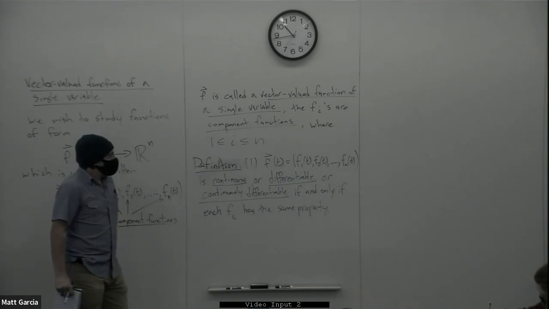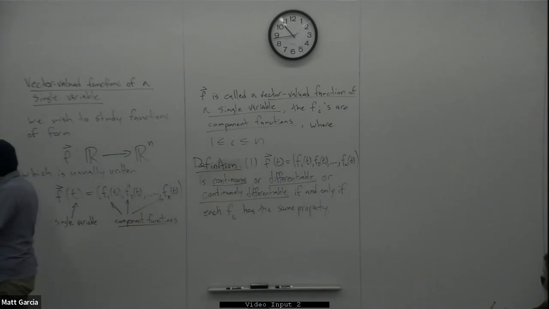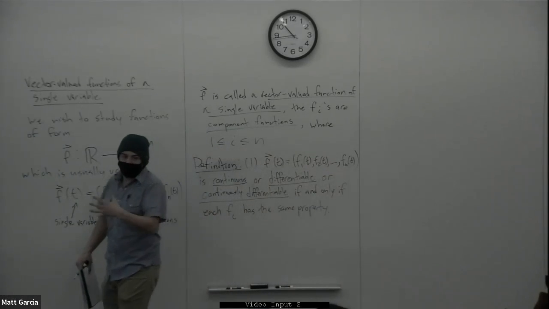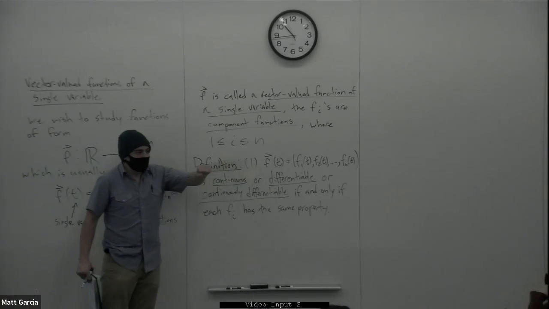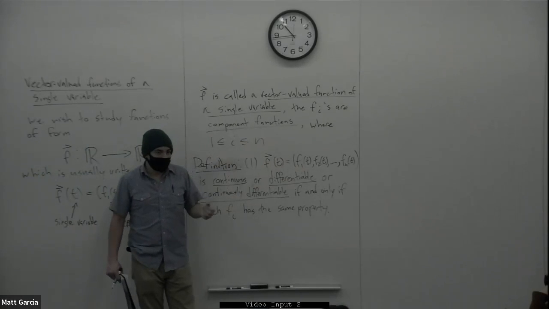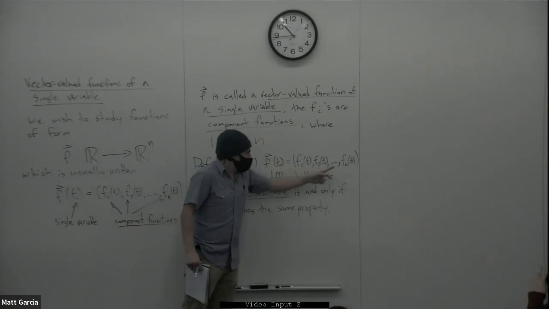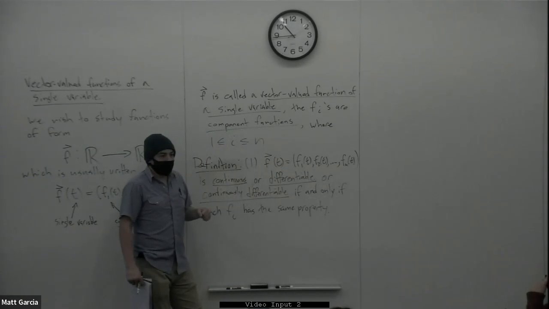That is to say, for example, continuity of f hat of t is evaluated on each of the components of f hat of t. In order for f hat of t to be continuous, f1 of t, f2 of t, all the way up through fn of t, all have to be continuous. Okay, same for differentiable. We know how to find derivatives of real functions, right? Those which just have real number output, real number input. If we can find the derivative of each of these components, then we found the derivative of f hat.